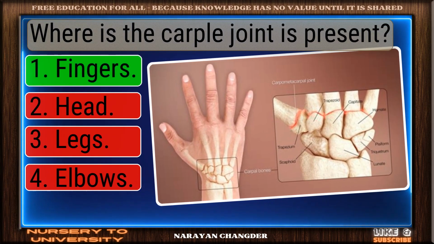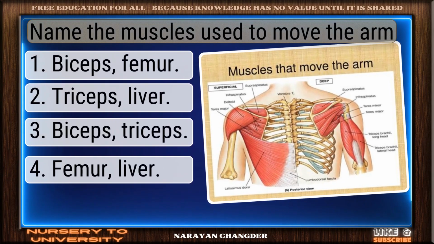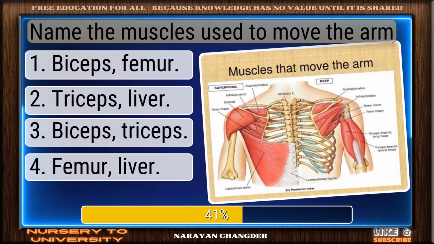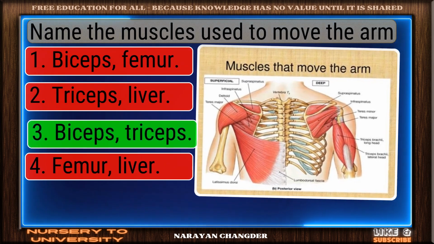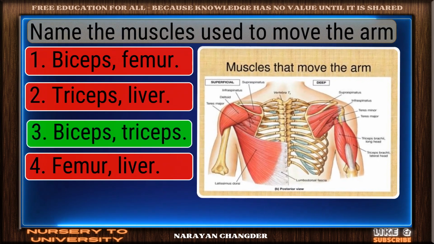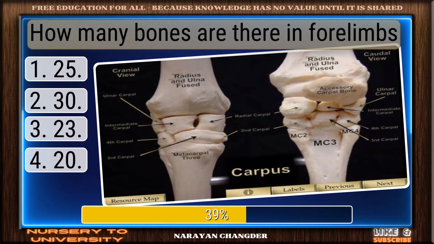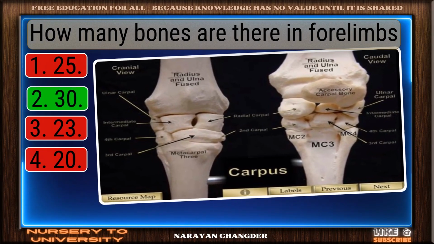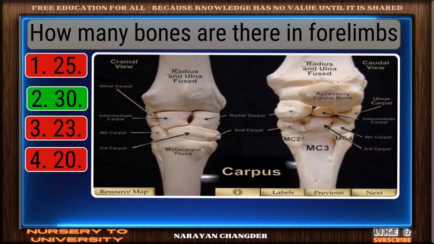Correct response. Fingers is the most accurate answer. Name the muscles used to move the arm. Nicely done. Biceps. Triceps is a solid answer. How many bones are there in forelimbs? Nice work. You chose 30 and it is correct.